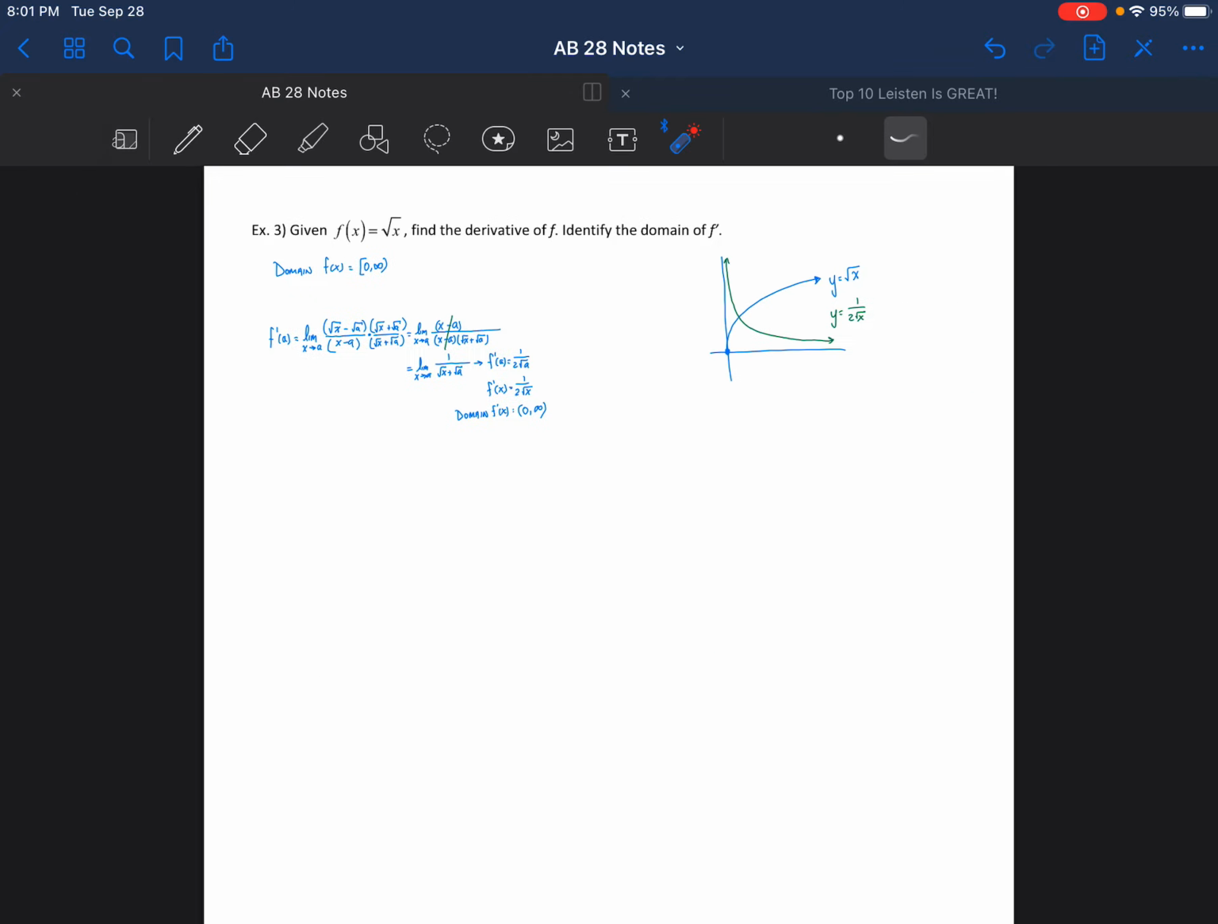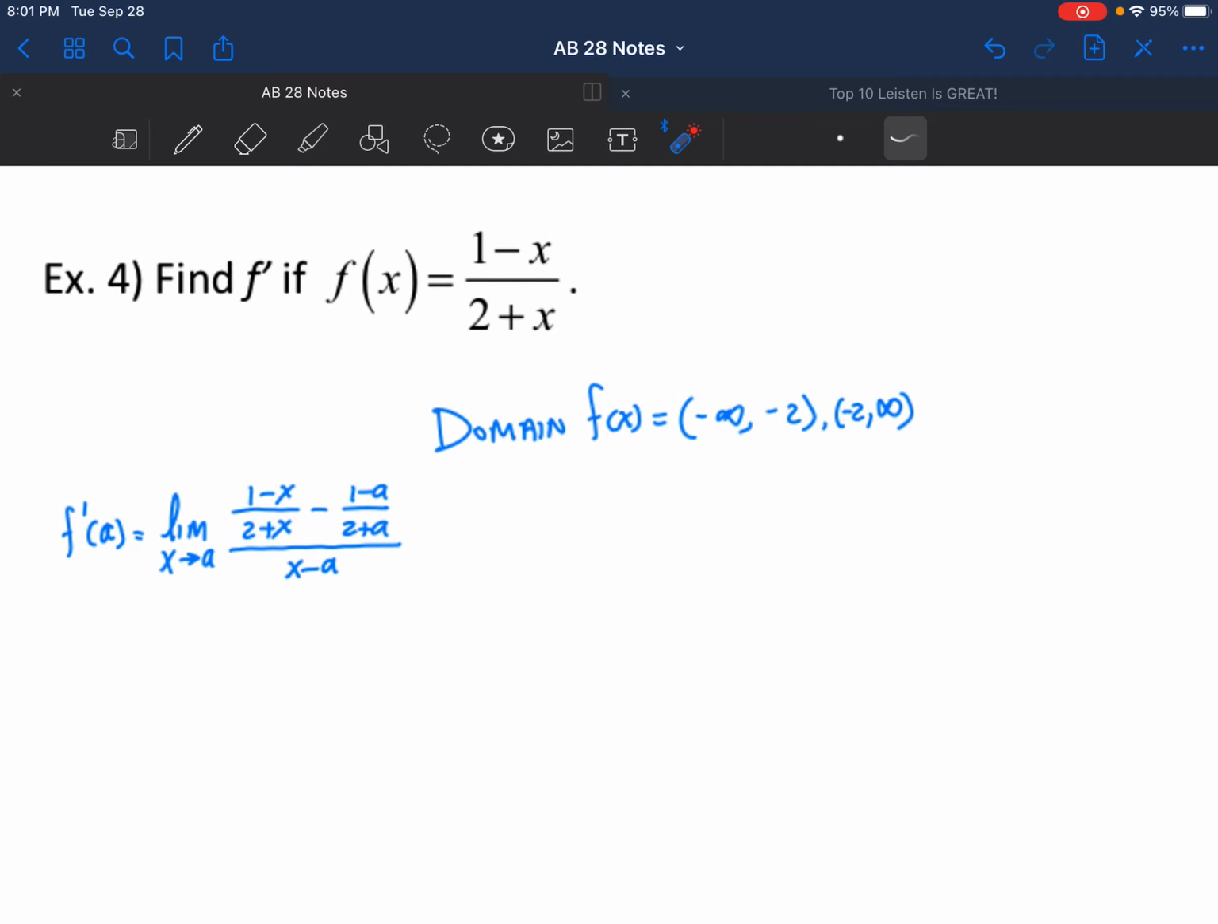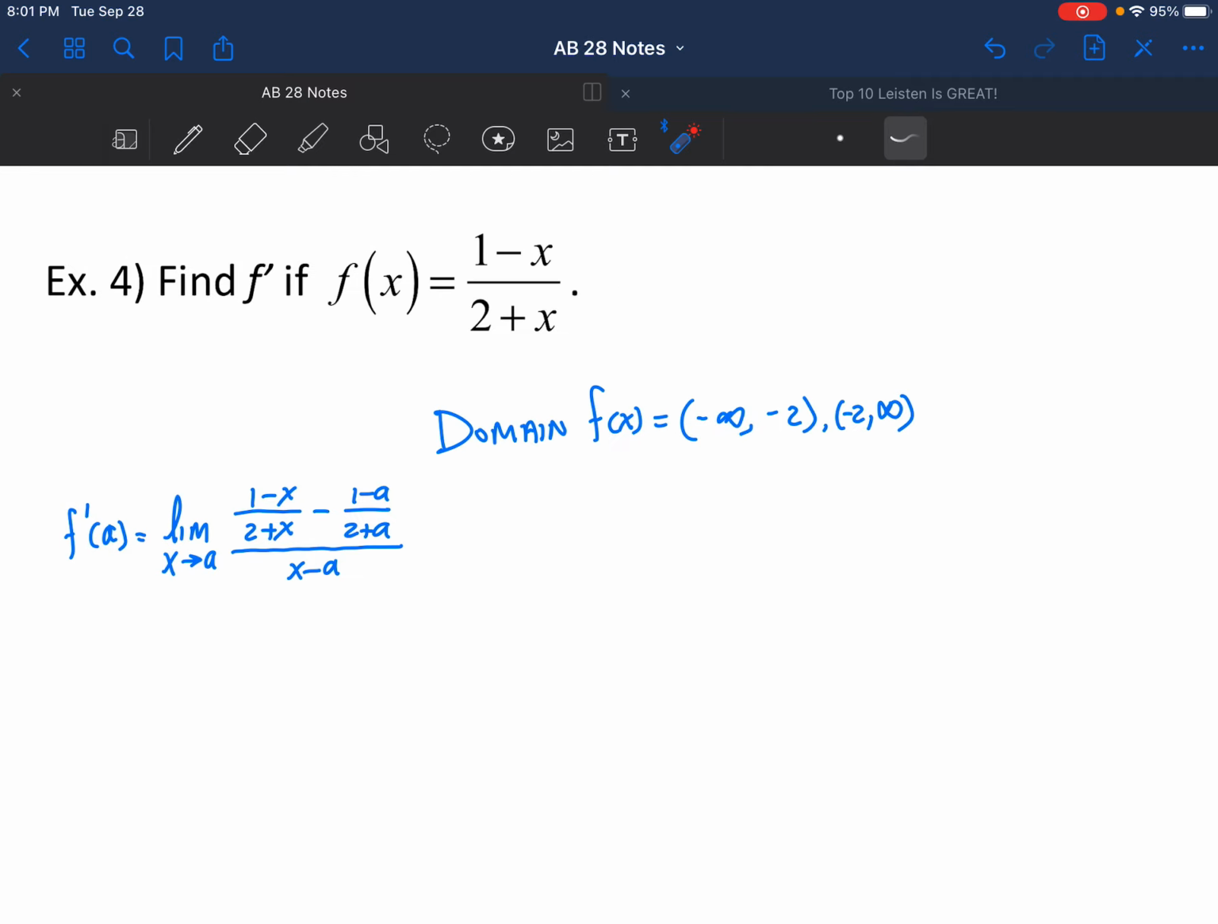Let's carry on. Another example, we now have a rational function. So our function is (1 minus x) over (2 plus x). Keep in mind that our domain is negative infinity to negative 2, and negative 2 to infinity.